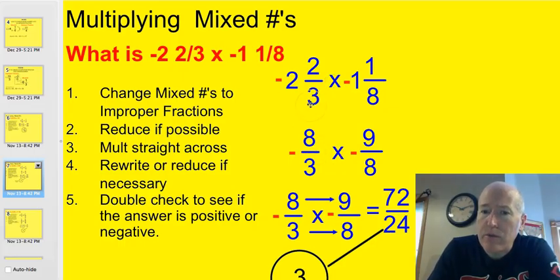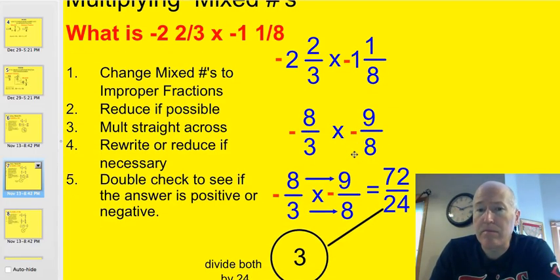So 2 times 3 is 6, plus 2 is 8 thirds, so a negative 8 thirds. Over here, 1 times 8 is 8, plus 1 will give me a negative 9/8. Now, let's just say that I forgot to cross reduce here. You can definitely see that I could, but let's just say I forgot. Your answer will work out the same, so I just multiplied straight across.